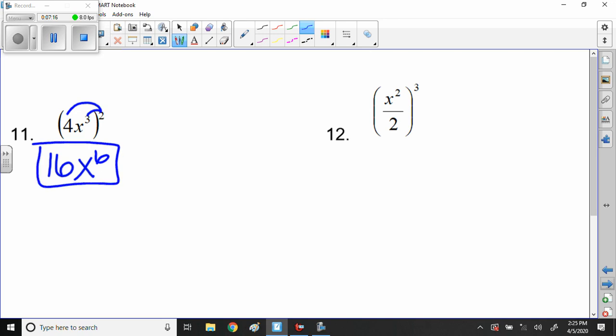Number 12, I'm going to apply it to each piece in the numerator and denominator. So x squared, there's already a 2 there, so 2 times 3 is 6, so now I have x to the 6. And then I have 2 cubed, which 2 times 2 times 2 is 8, so I'm going to go ahead and put an 8 there, okay?